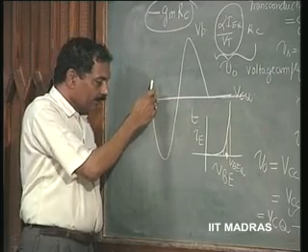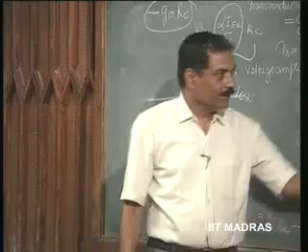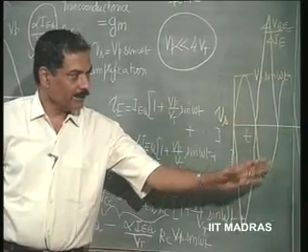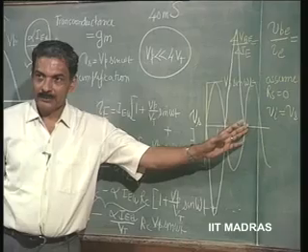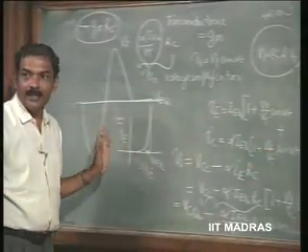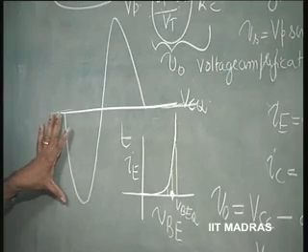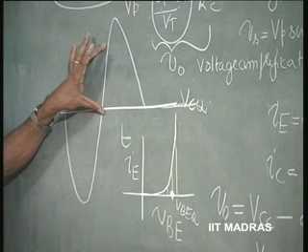So, for the same increase in voltage at the input, there will be higher swing here than here. Is this point understood?